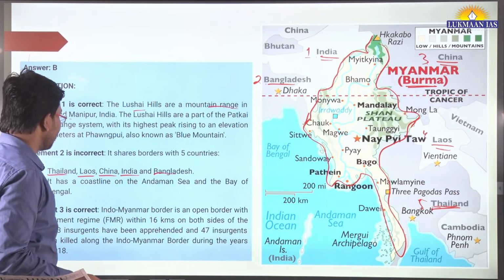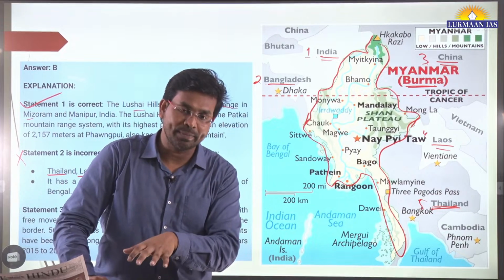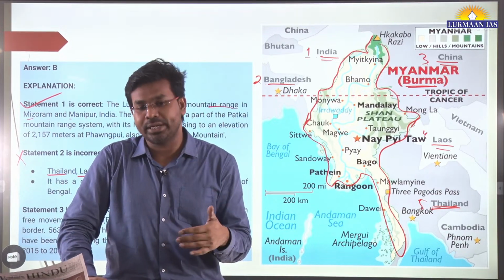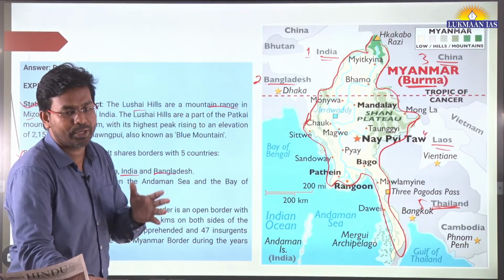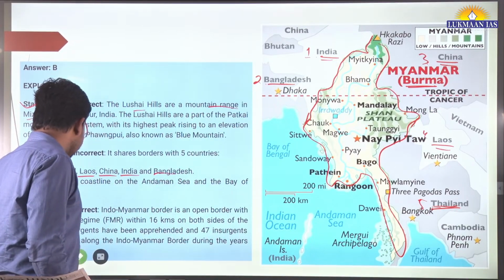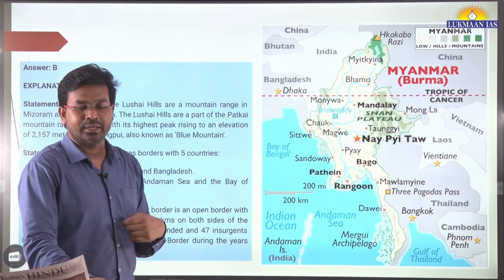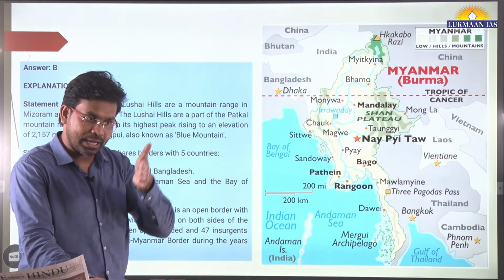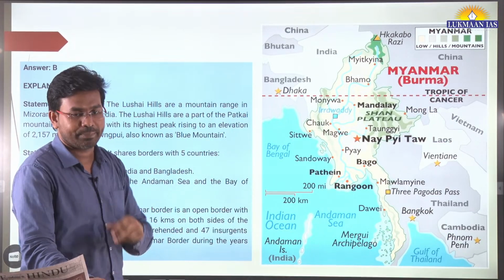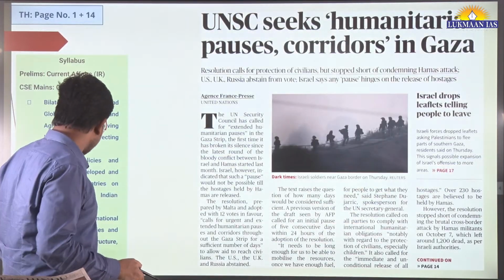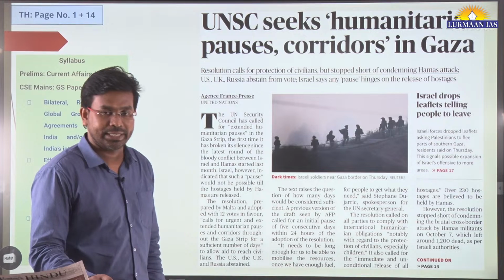And then the third statement: Indo-Myanmar border is an open border. So people from India can go to Myanmar, people from Myanmar can come to India. We have created a kind of border where we allow free movement of people. But since Myanmar is undergoing some troubled time, we have now started doing a check so that insurgencies do not happen in northeast India, right?